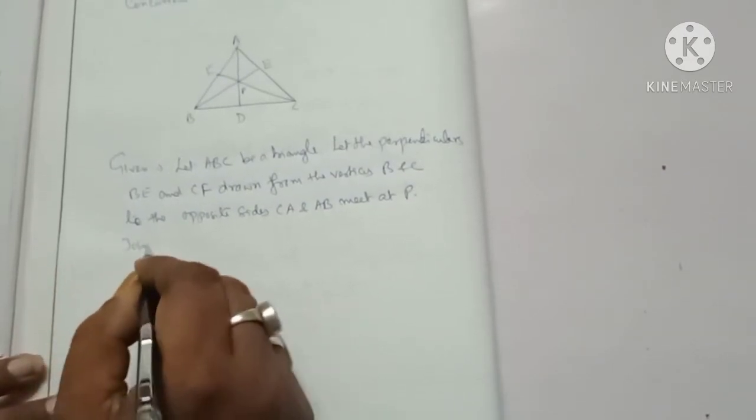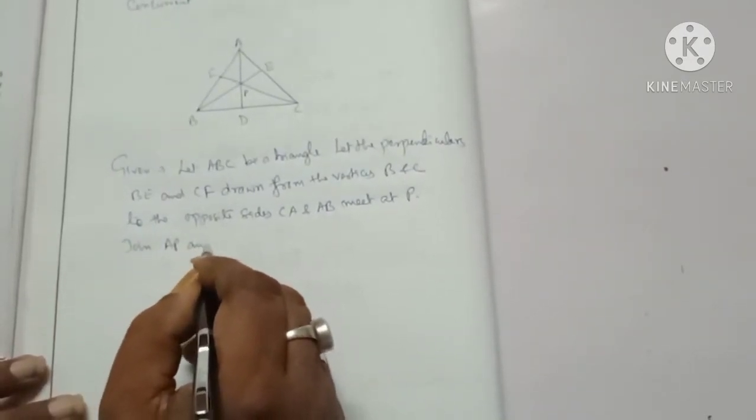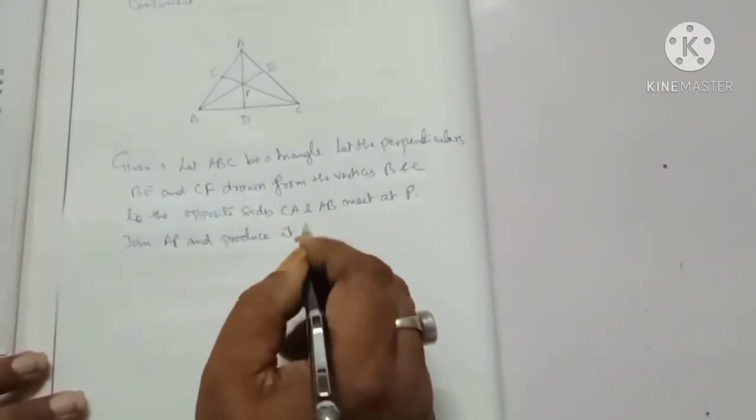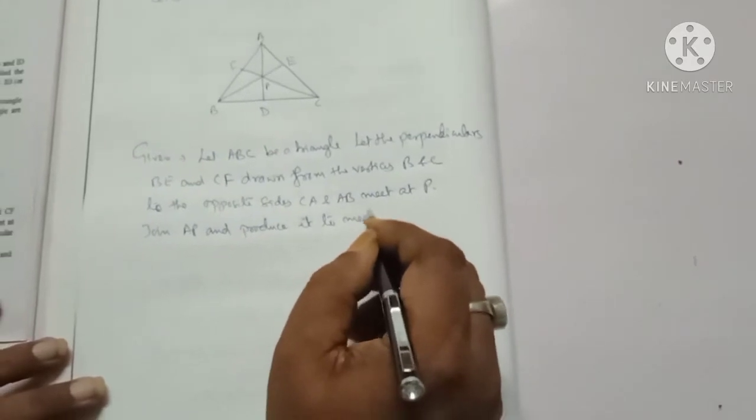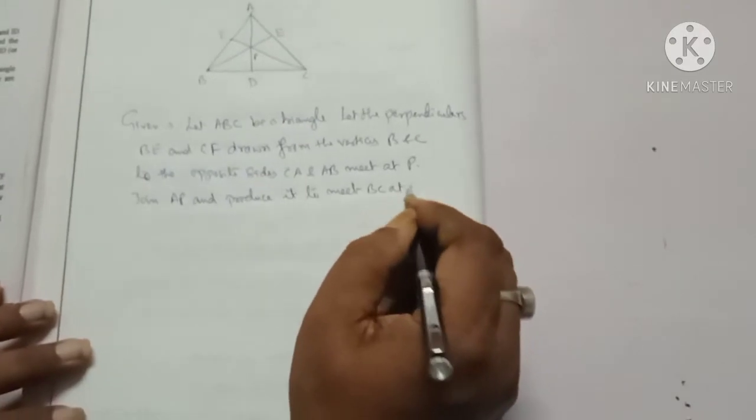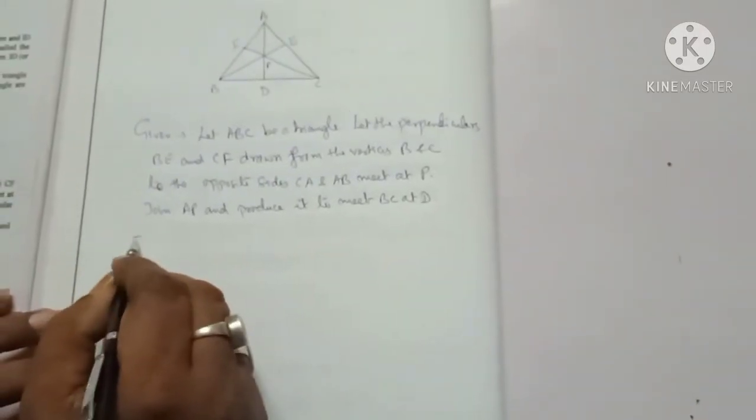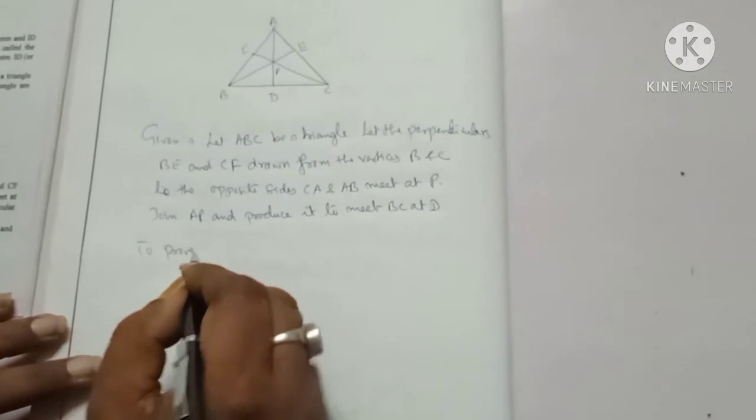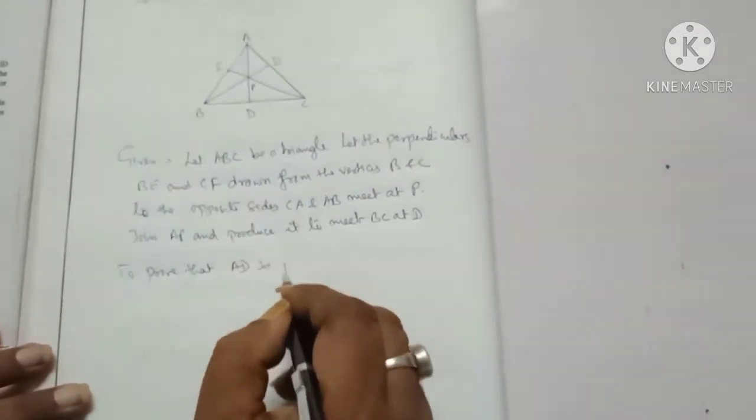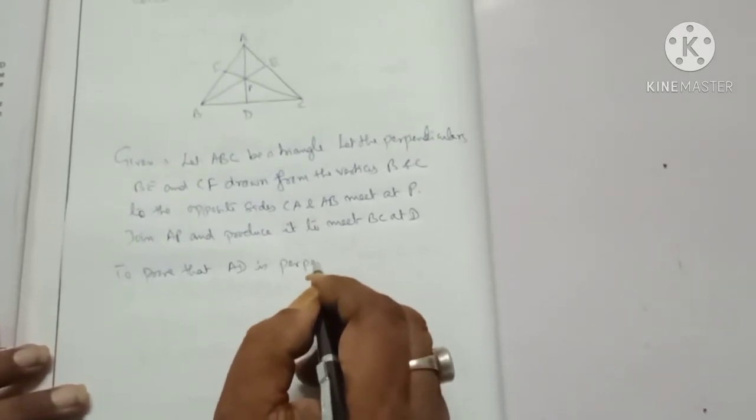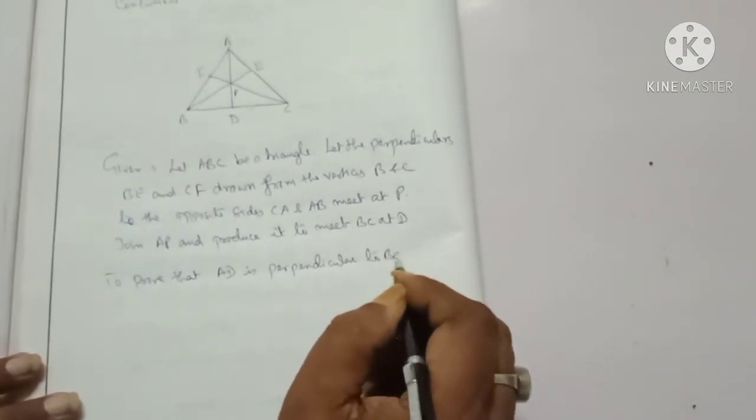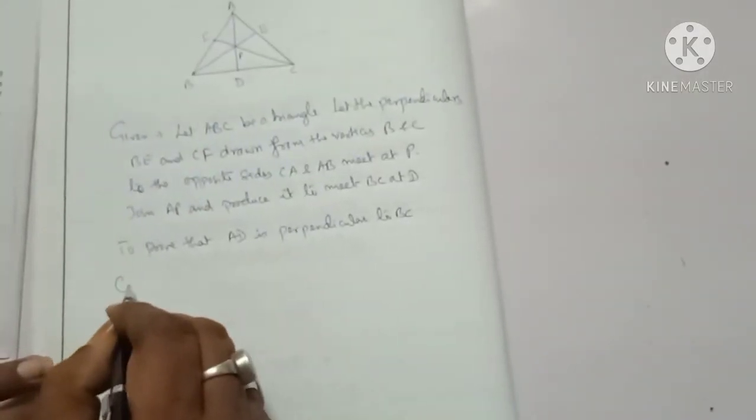Join AP and produce it to meet BC at D. To prove that AD is perpendicular to BC.